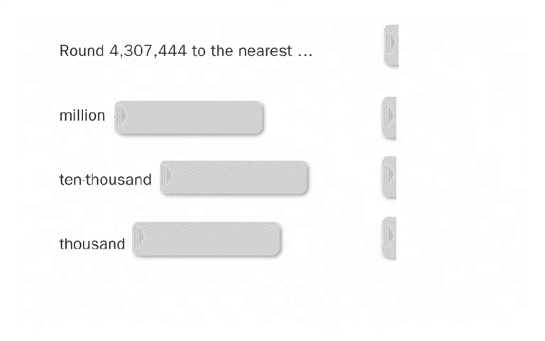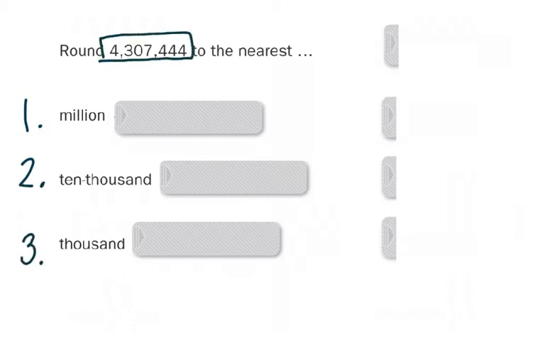On your whiteboard, you're going to go ahead and number 1, 2, and 3. You're going to round the number 4,307,444 to the nearest million, then that same number to the 10,000s place, and then the thousands place. Go ahead and complete this on your whiteboard and pause your video at this time.